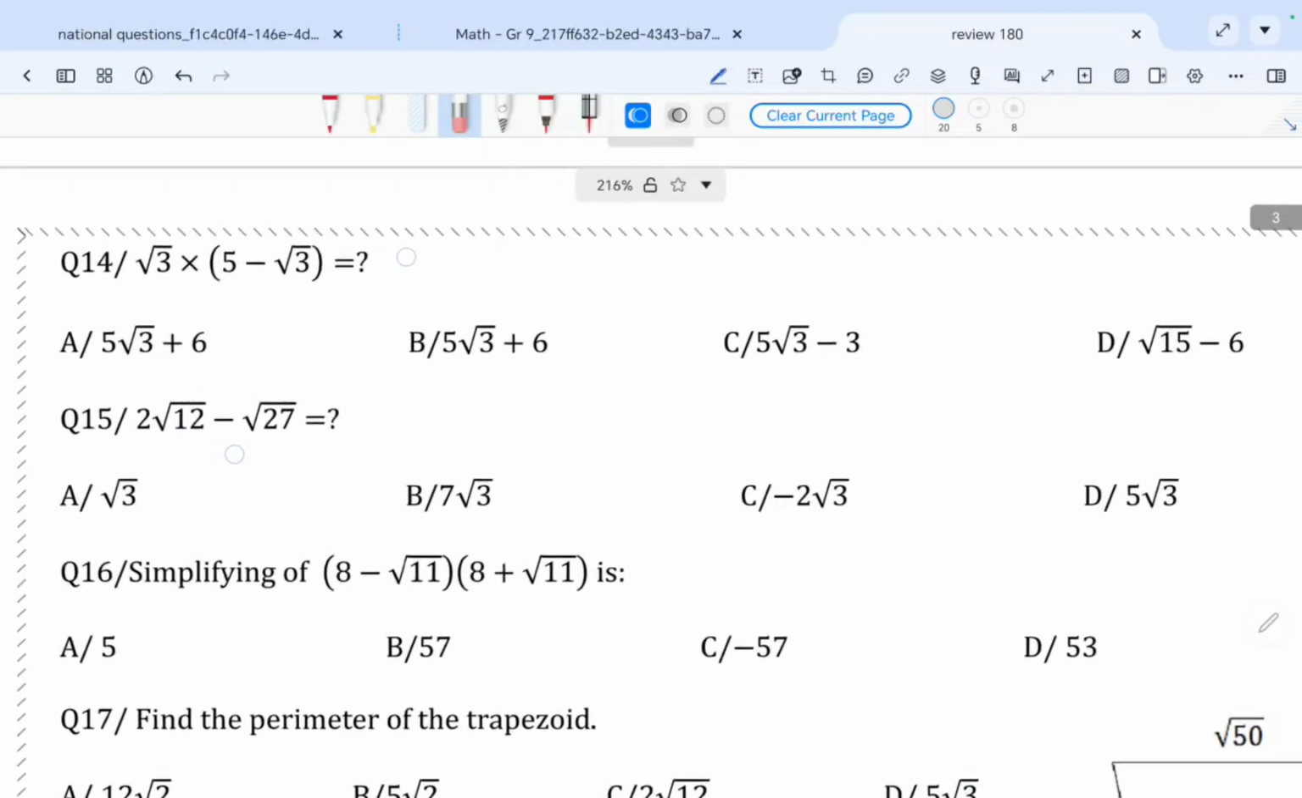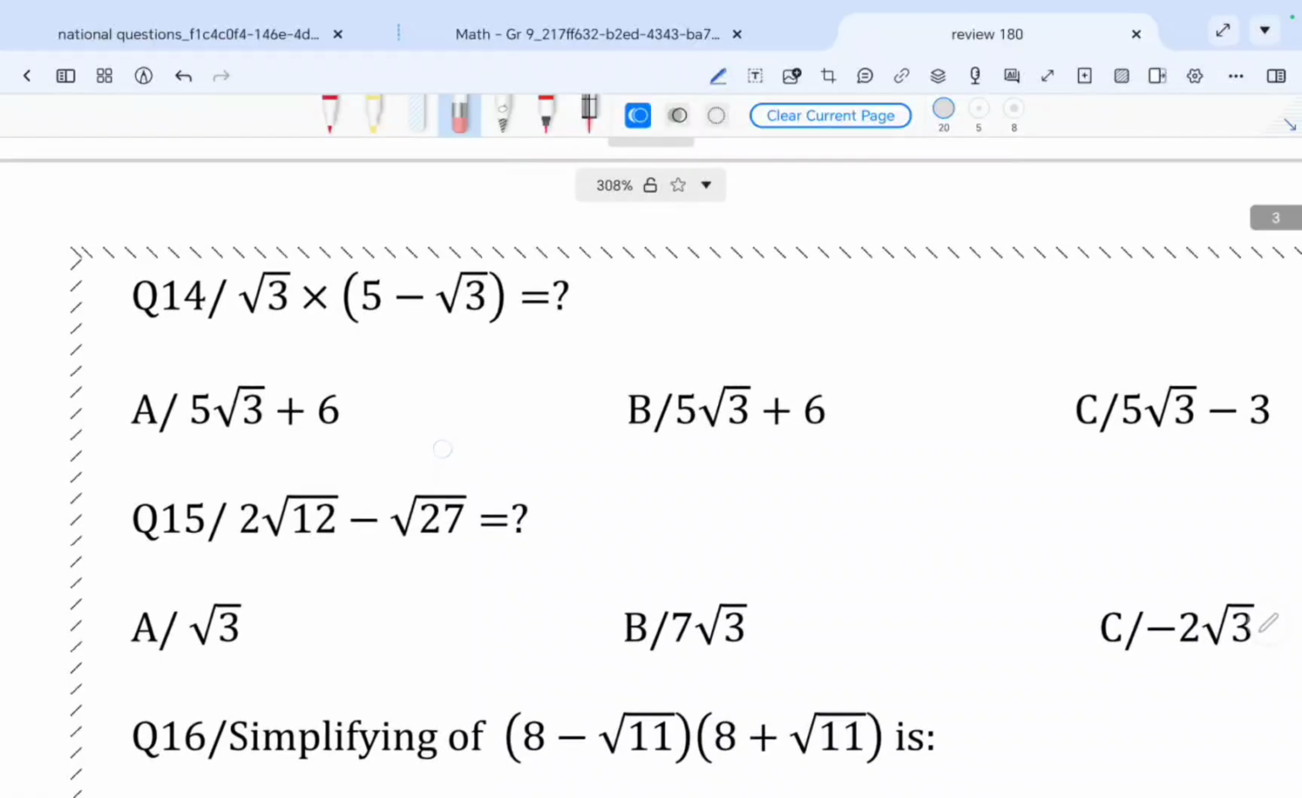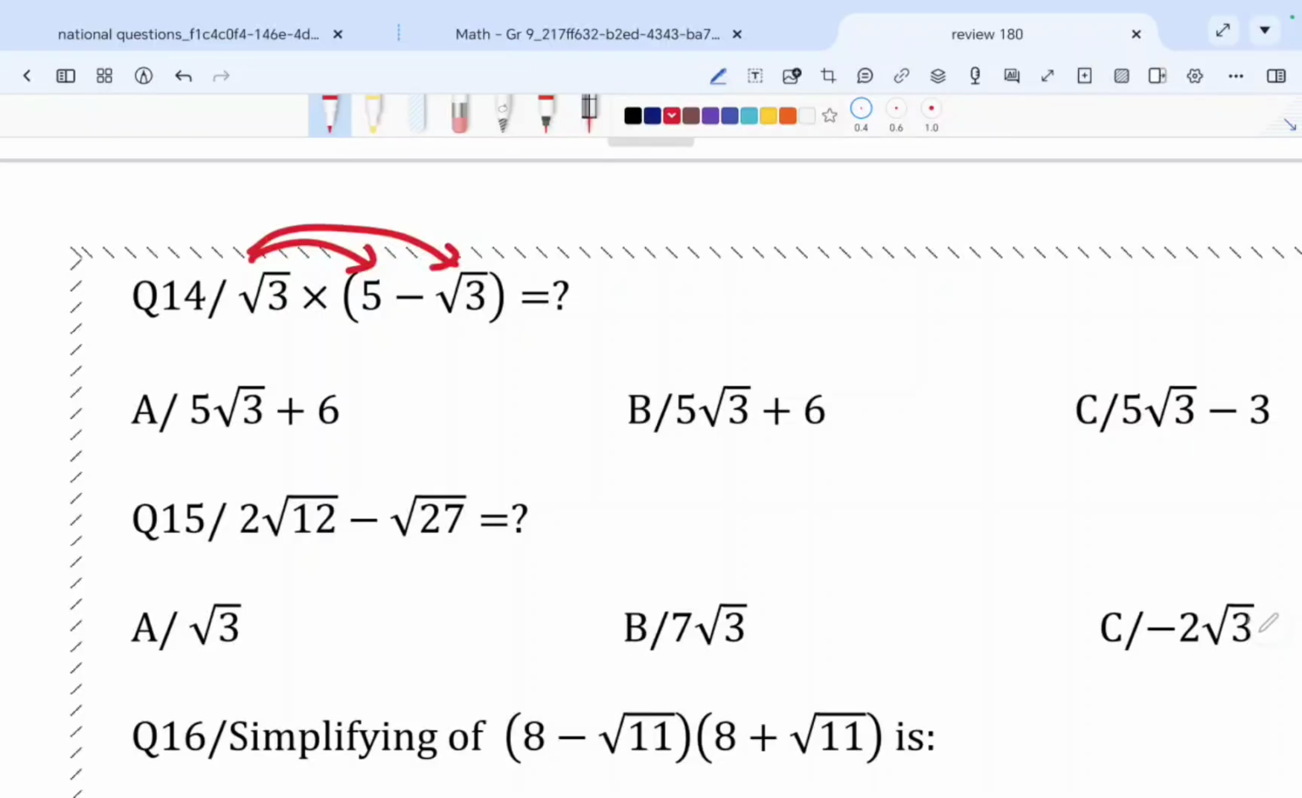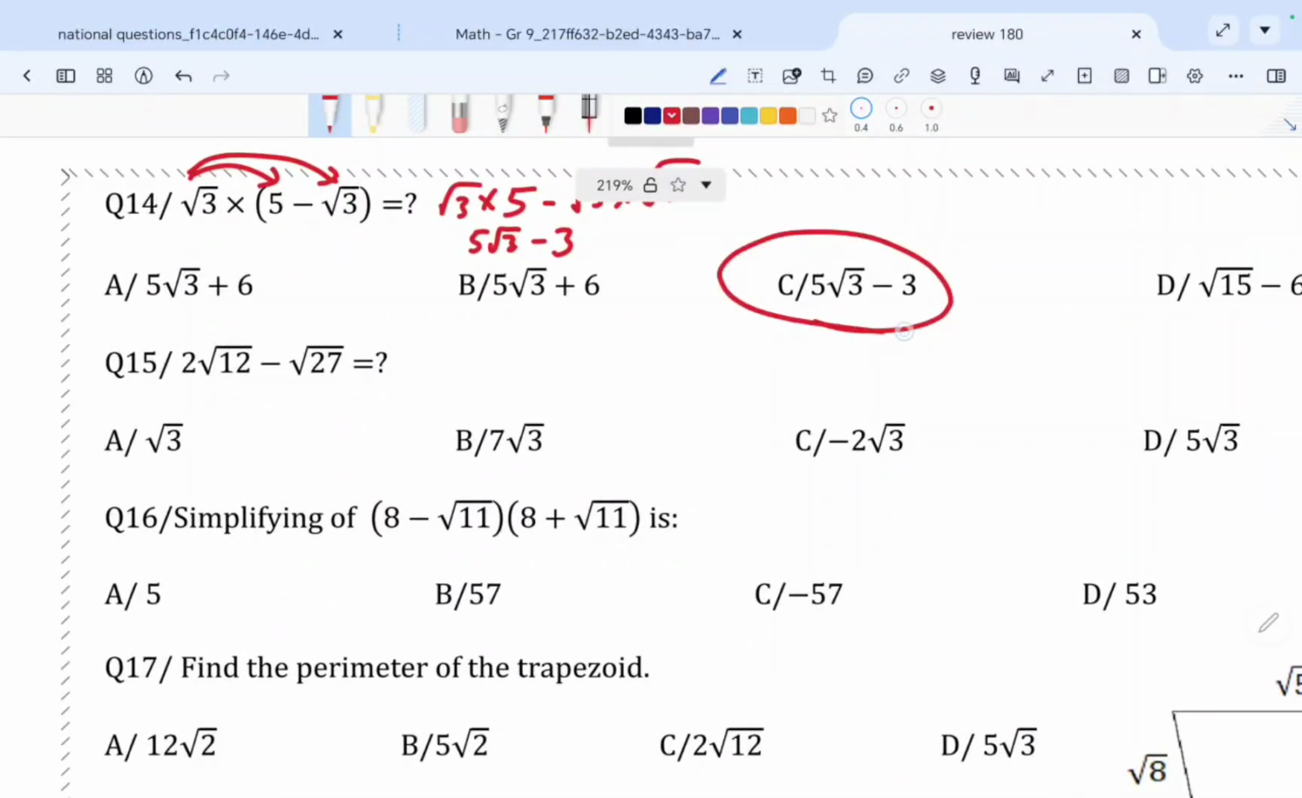Now we have the square root of 3 times, inside the parenthesis, 5 minus the square root of 3. Separate, distributive property. The square root of 3 times 5 minus the square root of 3 times the square root of 3. It will be 5 square root of 3 minus the square root of 3 times the square root of 3, which equals only 3. Now which one is correct?